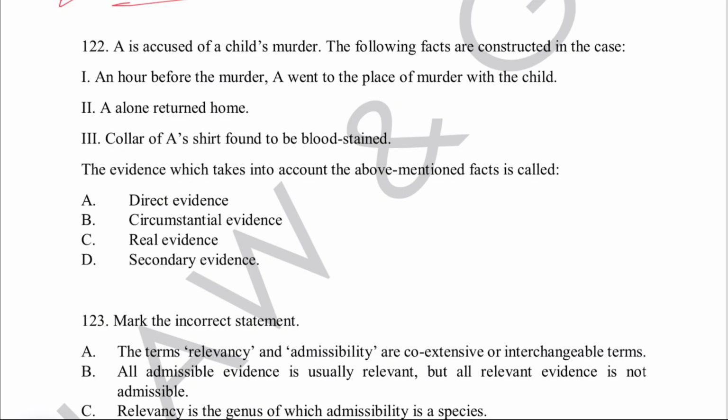Question 122. A is accused of a child's murder. The following facts are established in the case. An hour before the murder, A went to the place of murder with the child. A alone returned home. Collar of A's shirt found to be blood stained. The evidence which takes into account the above mentioned facts is called direct evidence, circumstantial evidence, real evidence or secondary evidence. It is circumstantial evidence.